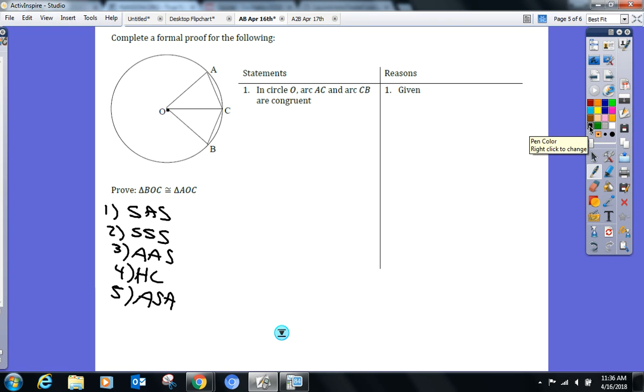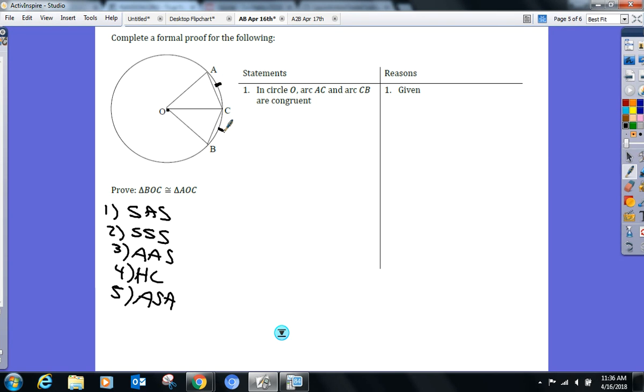Okay, here we go. The arcs are congruent. Let's mark them: arc AC is congruent to arc CB. And that's all I'm going to give you. So I've given you no sides or angles. You need to use all the circle facts you have in your power to find sides and angles. So let's have a group start us off.